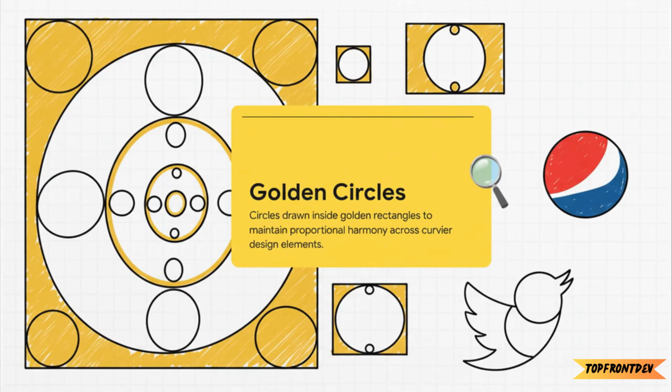Okay, so rectangles are great for boxes, but what about curves? That's where golden circles come into play. If you draw circles inside those squares we just made in our golden rectangle, you get these perfectly proportional curves. This is huge for logo design. You ever wonder why the Twitter logo or the Pepsi logo just feels right? It's this. They're built using these golden circles for harmony and spacing.